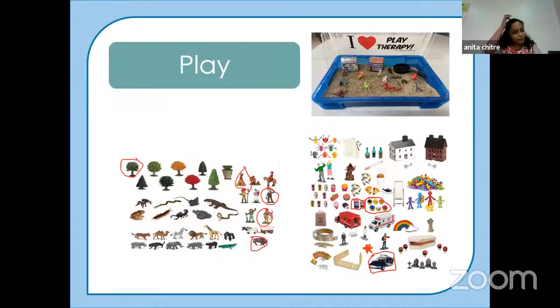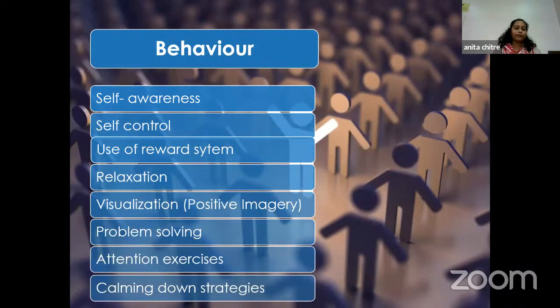There are play therapy kits. Now we use a play therapy kit here, and this is an online session. They select some of the items, wind up stories, and it helps them to express their feelings. For behavior, there are certain exercises which are used.